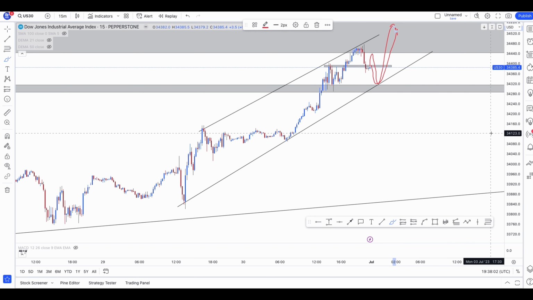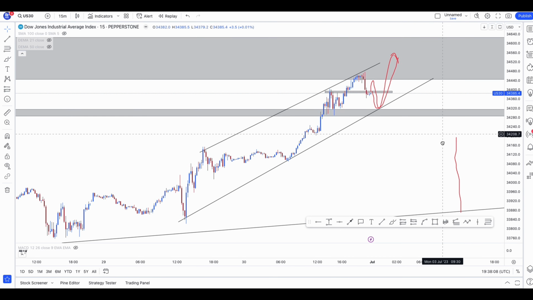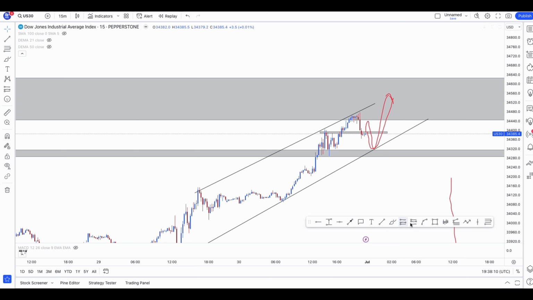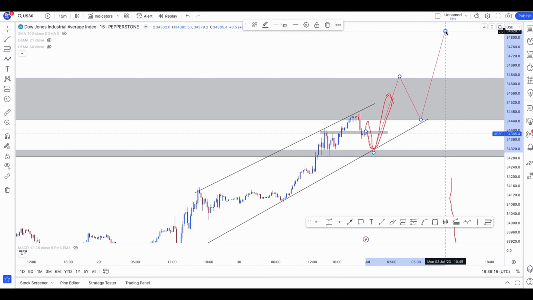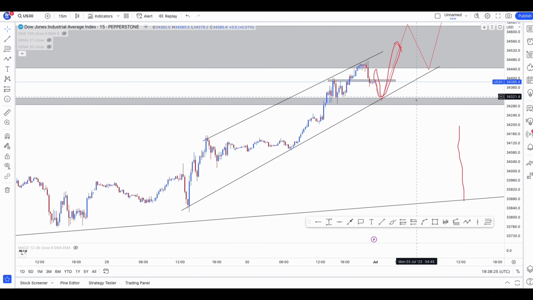Then if it breaks that level, remember there's a chance that the market can break this level, like maybe go down, then go up, then retest this level, then continue to 35,300 as we anticipate. Also we see that that level is possible. So we'll see how it reacts.